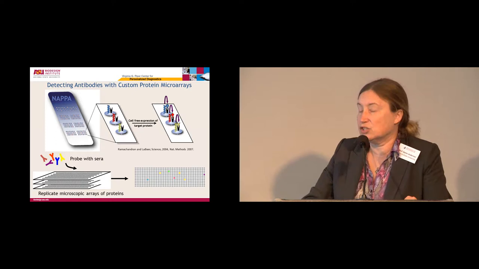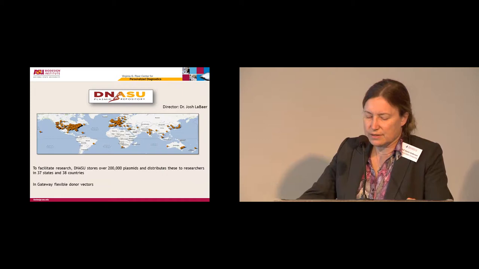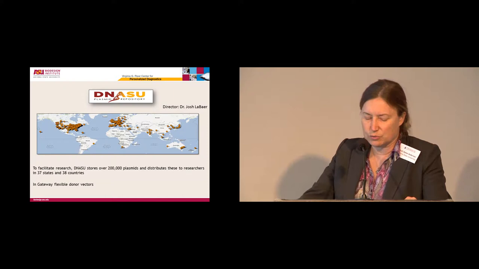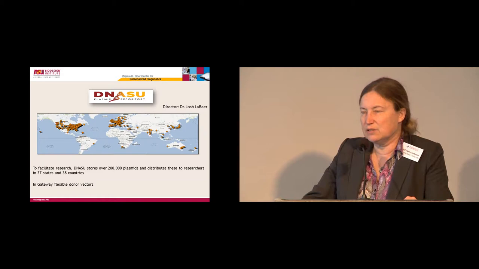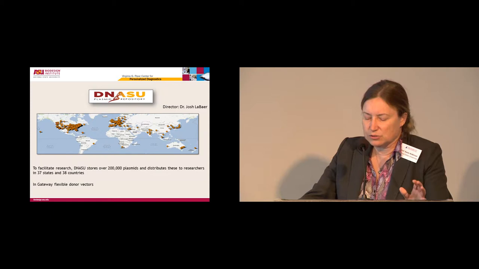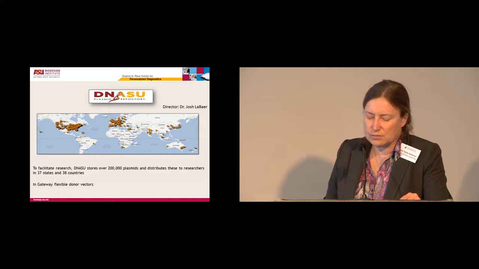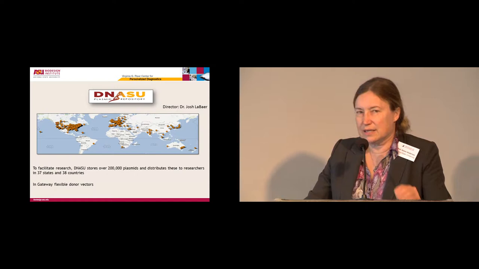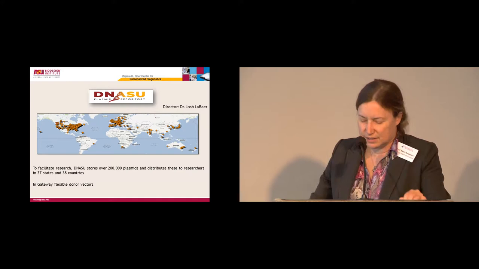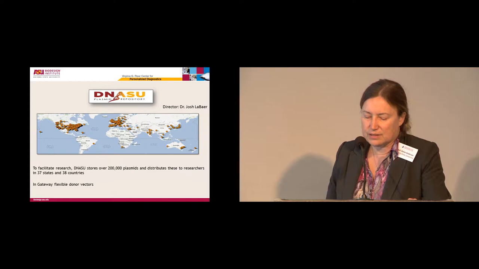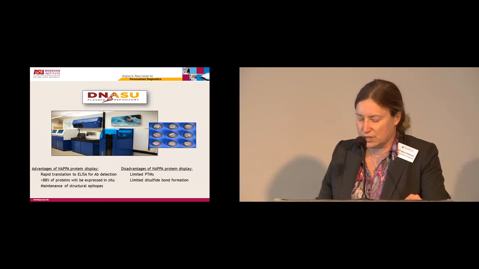So one of the resources that we use routinely is DNASU, which is our local biorepository for ORFeome collections. We have stored well over 200,000 plasmids. They're mostly in Gateway donor vector systems, and they are available for distribution to researchers throughout the world at an at-cost system. And this is not just our human collection, which is about 18,000 human ORFs right now, and then we have a variety of different pathogens as well, and extensive pathogen-specific immunity projects that are ongoing in the center.